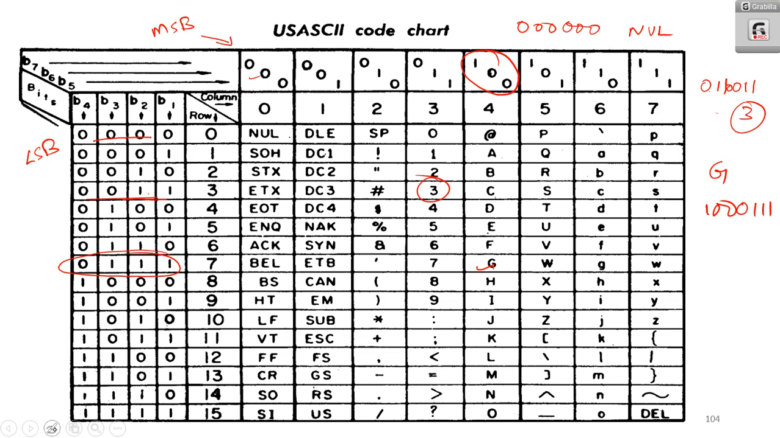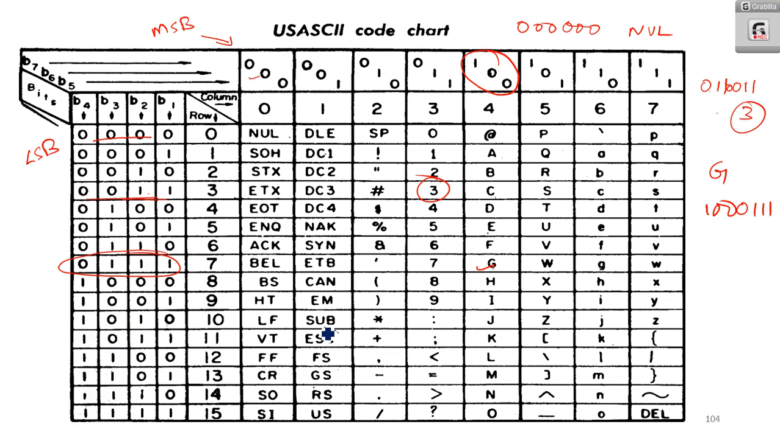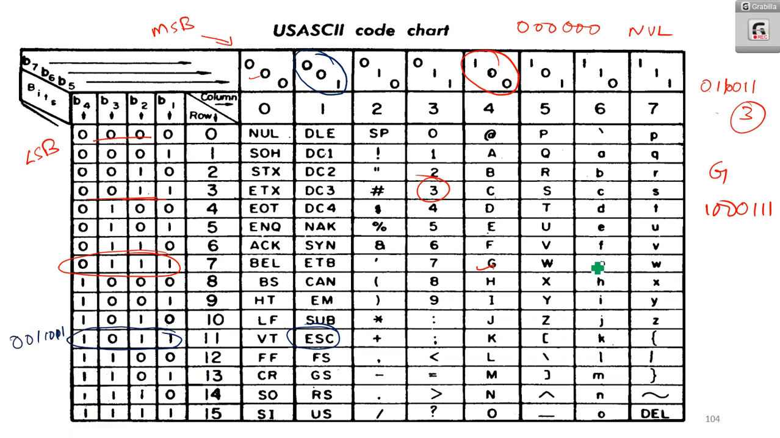Another example is escape. For escape, the first 3 bits are 001, and the last 4 bits are 1011. That means for escape, the ASCII code is 001 and after that 1011.